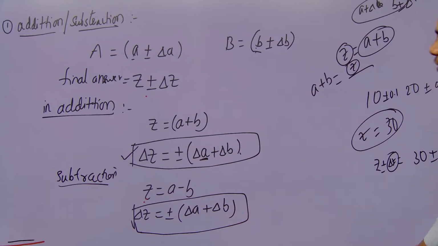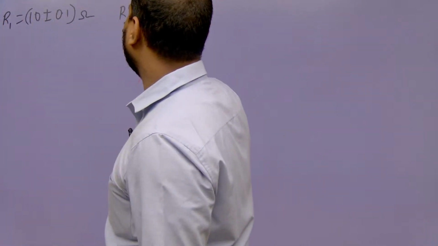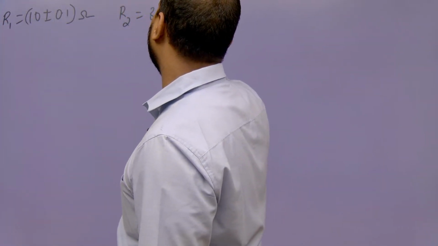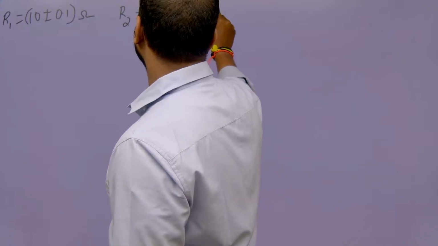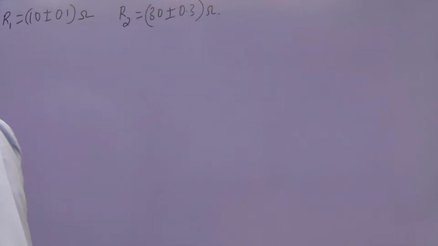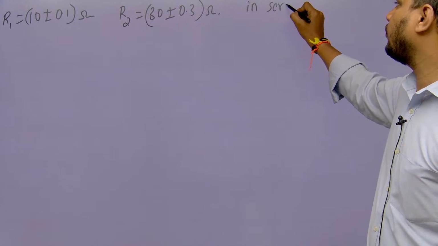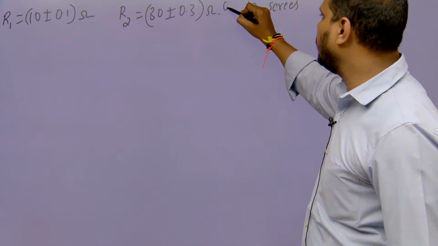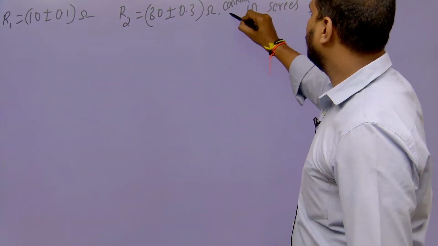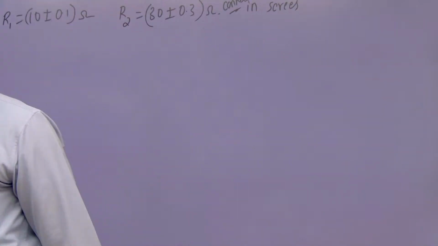One example I will give. Write down one example. Suppose resistance R1 is equal to 10 plus or minus 0.1 ohm and resistance R2 is equal to, let us say, 30 plus or minus 0.3 ohm. They are connected in series. Then what is the error in resistance? They are connected in where? Series.